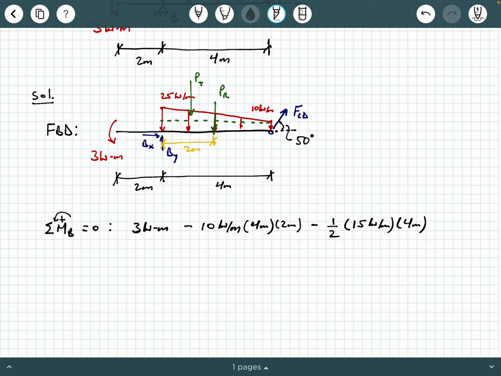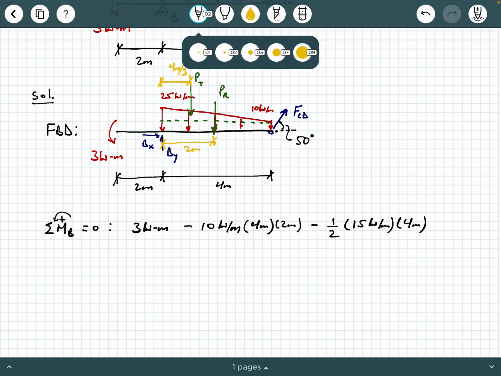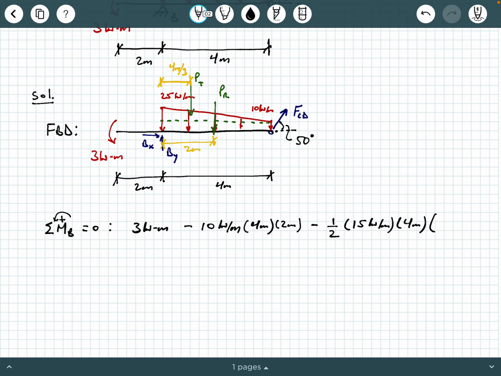Now you also need to multiply by its perpendicular distance away from B, which comes from the centroid of a triangle, which, if you remember, is 1/3 of the dimension from the back face. So it's going to be 4 meters over 3. So we're going to say this is times 4 meters over 3.